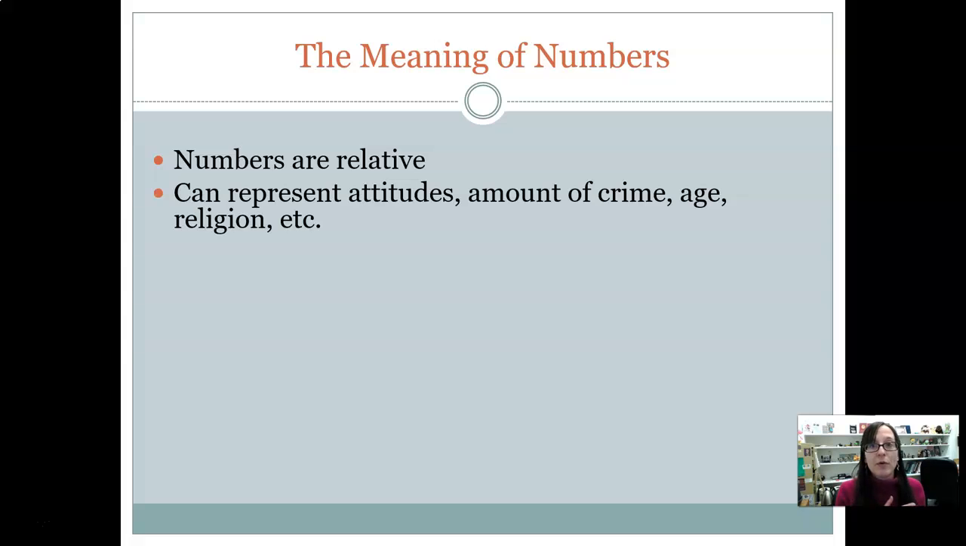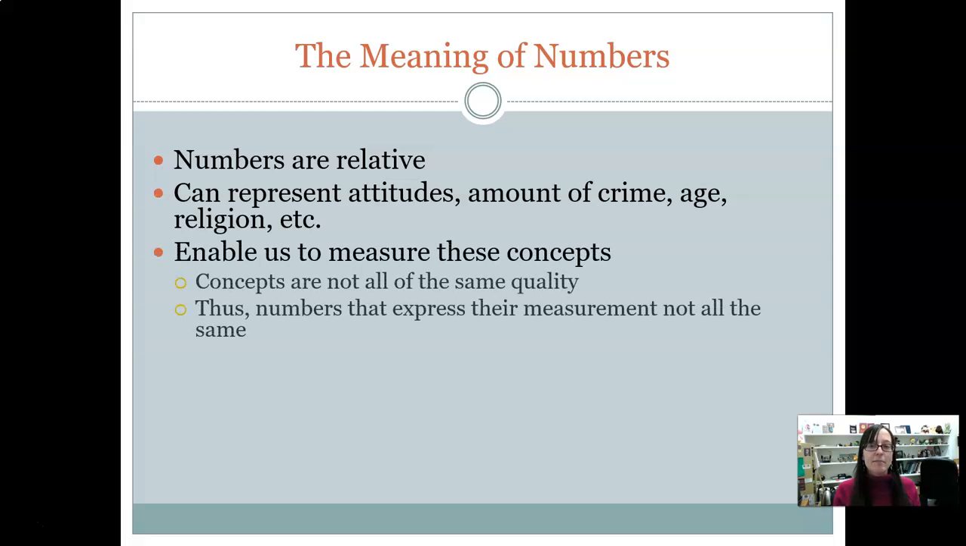Or even if you say, rate from a scale of 1 to 10 how much you agree with this statement, that is measuring your attitude using a relative number based on the scale. It can measure things like amount of crime, if we're doing crime counts, or even proportions of crimes or prevalence. It can measure something like age. It can measure religion, again, if we denote what numbers mean what religion. So numbers let us measure concepts like this, which of course is important within criminological research.